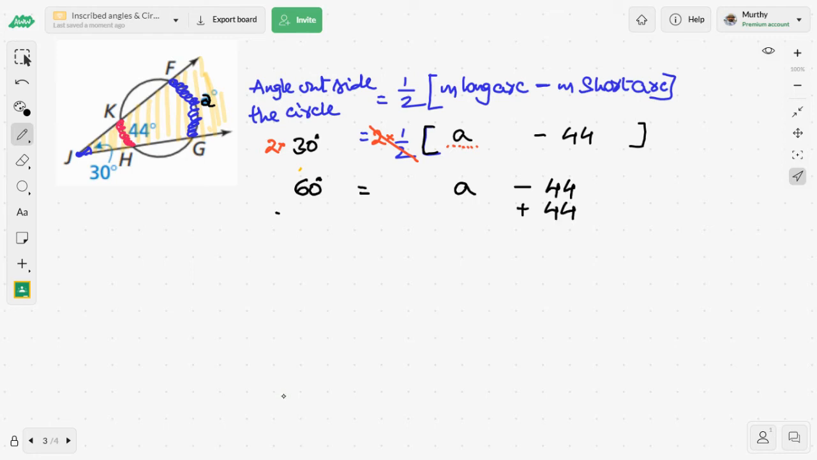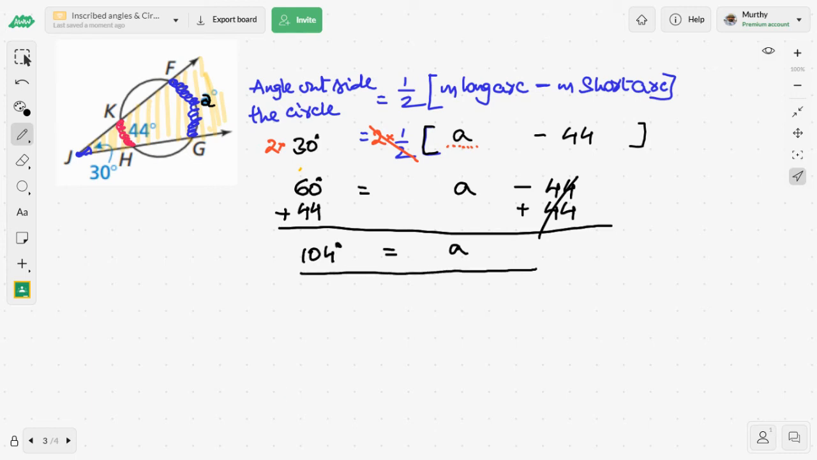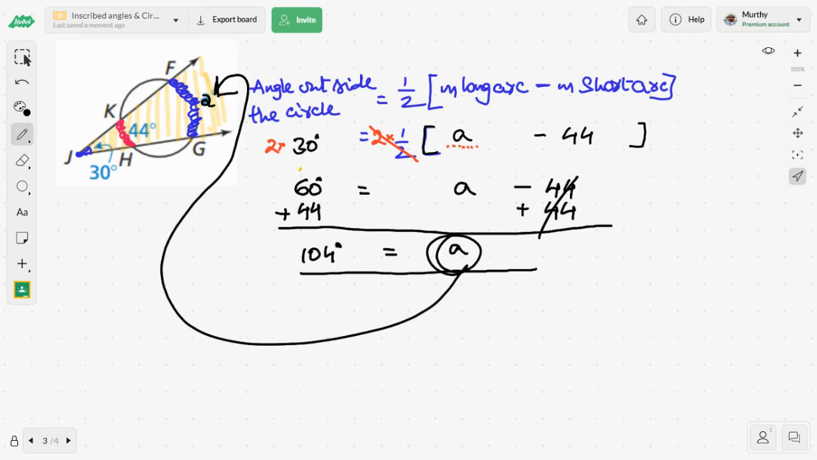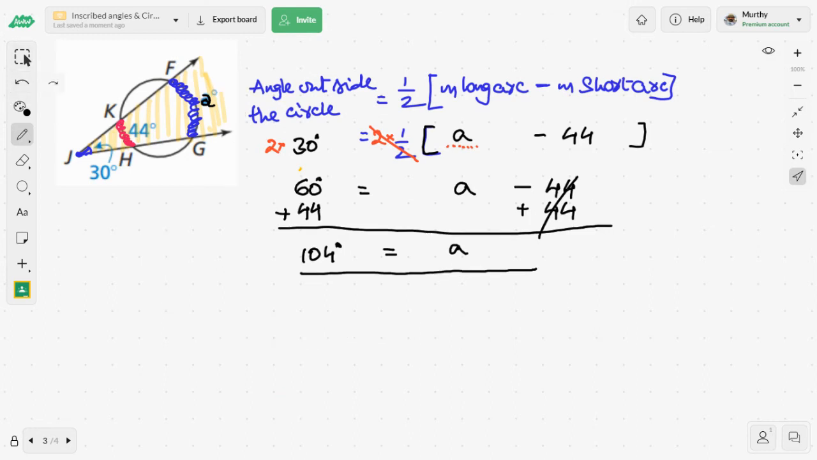So add 44 on both sides, then this one gets cancelled. The value of A equals 60 plus 44, that gives me 104. So the value of A is 104 degrees. Okay, now questions on this? If you have any questions, you may email me.